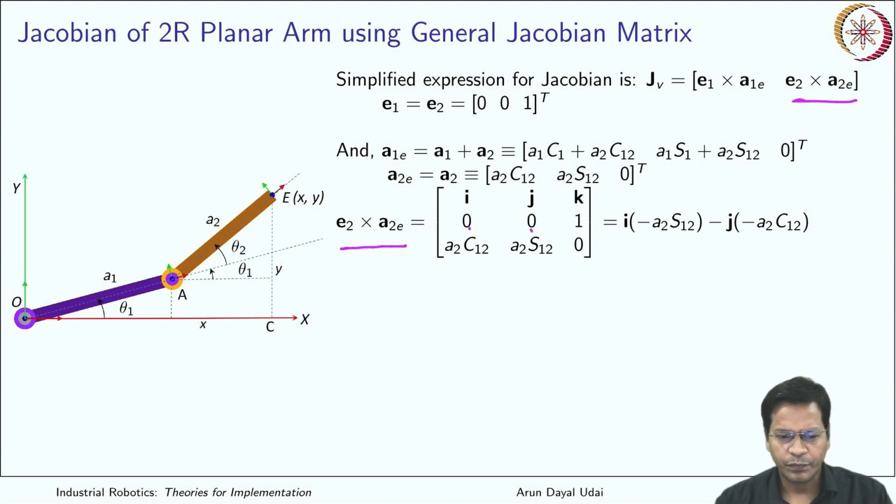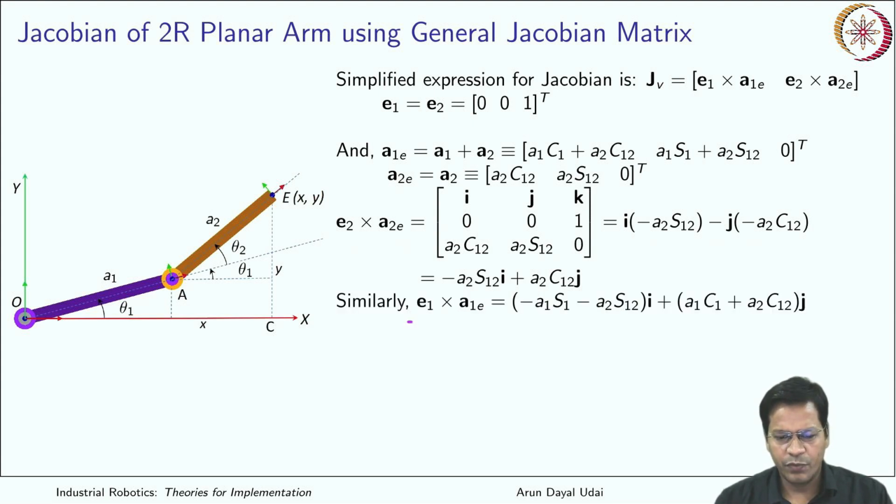So this is your E2, it is 0, 0, 1. And A2E, that goes here. Got it? So taking the cross product, you can quickly obtain this. Similarly, you can take the cross product of E1 and A1E. So what is that? If you do it in a similar manner using E1, that is this, and A1E, that is this, you can quickly obtain this. Got it?